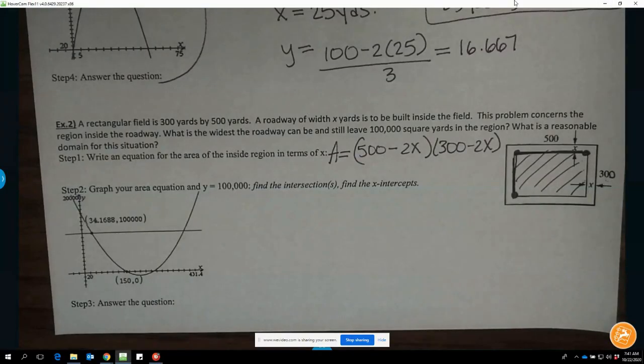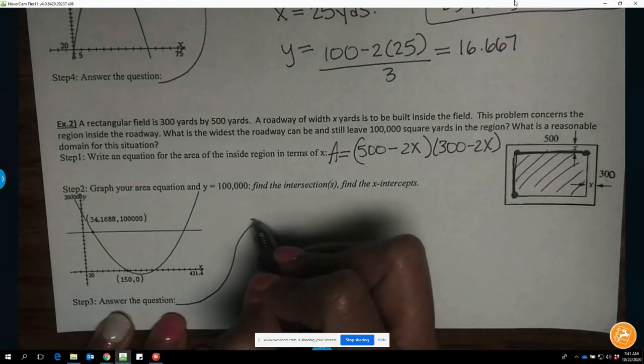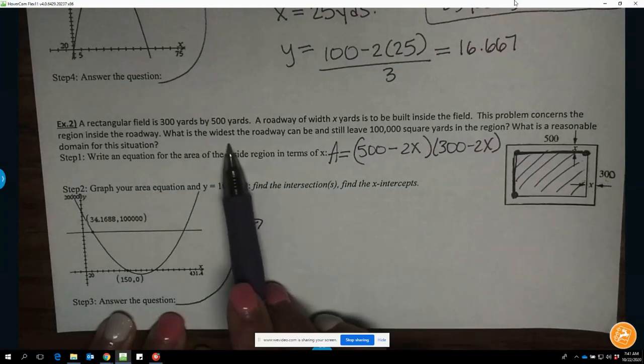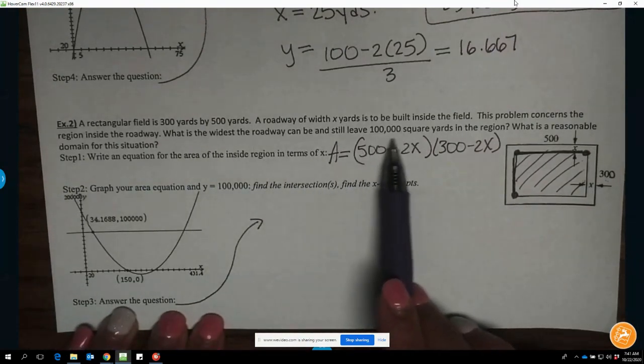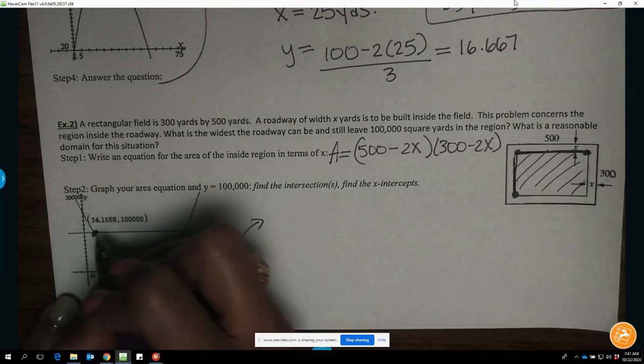And all right, let's actually answer the question. Graph your equation, we've done it. Find the x-intercepts, we've done it. All right, so now let's answer the question. Okay, what was the question? What is the widest the roadway can be and still have an area of 100,000? So we did find that intersection there.